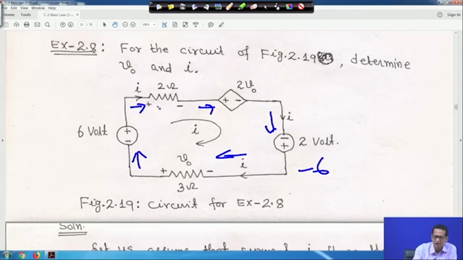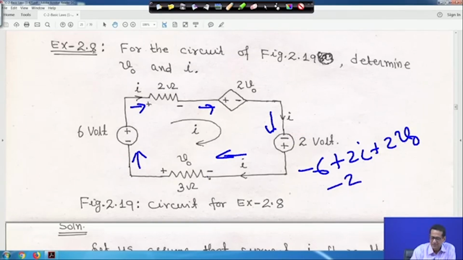Then here it is the plus terminal, where I have not marked the voltage. It is entering the plus terminal, so the voltage drop will be according to Ohm's law, that is IR. So it will be 2 into I. It is encountering the plus terminal, so it is 2 I. Then again it is encountering the plus terminal, so it will be plus 2 V 0. Then here it is encountering the minus terminal, so minus 2, and here it is entering the minus terminal, so it is minus V 0 is equal to 0. So this is your KVL.